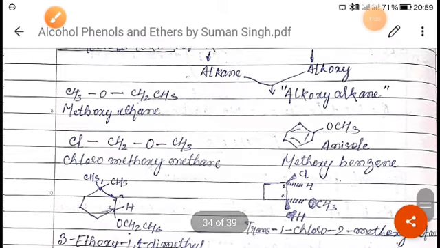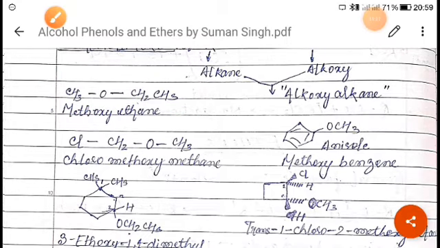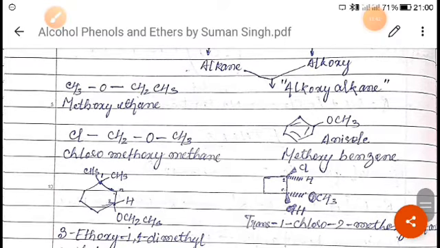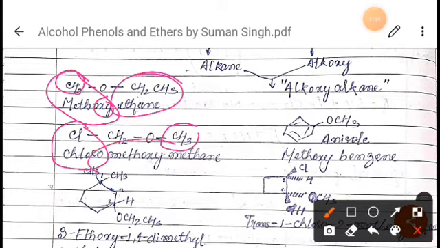Now here you can see some of the examples I have done. Here is CH3OC2H5, right? This one is the ethyl part and this one is the methyl part. Which one is small? This one is small and this one is large. The larger part should be written at the back and the smaller part first. This one is methyl, so we add oxy and it is written as methoxy, and this one is ethane. In the same way, here chlorine is present, so this is chloro, and this is methoxy methane, right?